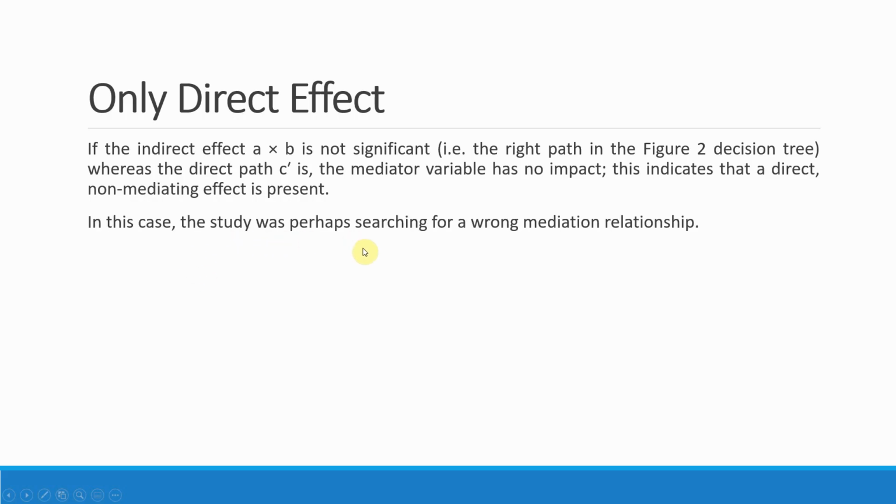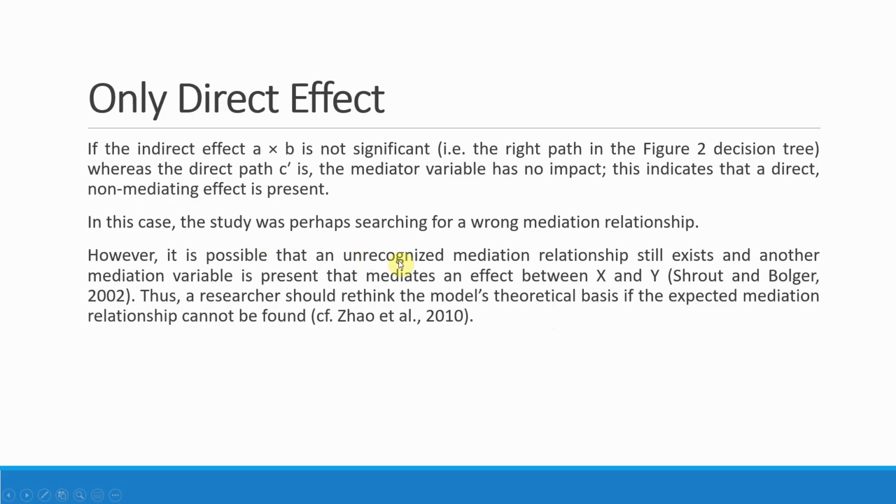In this case, the study was perhaps searching for the wrong mediation relationship. You should not stop here, and you should look for other variables that could mediate the relationship between an IV and DV. However, it is possible that an unrecognized mediation relationship still exists, and another mediation variable is present that mediates the relationship between X and Y. Thus, a researcher should rethink the model on a theoretical basis, and if the expected mediation relationship cannot be found, you look for other variables that could mediate the relationship between IV and DV in case your specific indirect effect is insignificant.